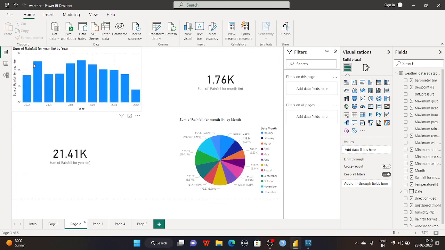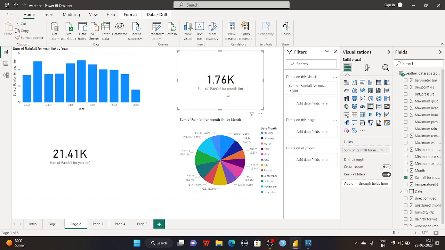Next, we see the sum of rainfall for year, the total amount of rainfall for every year. We see that 2023 and 2027 are almost the same, and 2027 had the most amount of rainfall. So the total rainfall for month is 1.76k inch, and total rainfall for year is 21.41k inch.